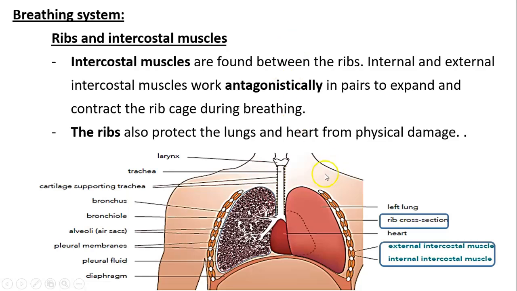So here you have the ribs. The ribs are bones that protect the heart and the lungs from any physical damage. They are hugging the lungs and the heart and preventing anything from coming directly to them. If you got hit, if you fell down, if anything happens to you, they prevent the physical damage from happening to the heart and the lungs, because the heart and the lungs are both soft tissues. So they need to be protected by a hard tissue, which are the ribs.